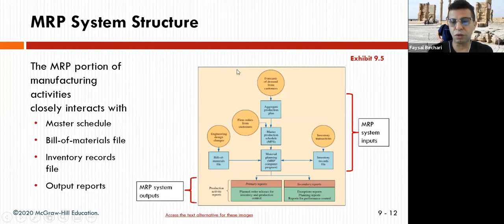Now, we don't need to look at this part. We just need to know that the MRP portion of manufacturing activity closely interacts with the master schedule, the bill of materials, which is what is needed as a part of it, the inventories that we have in the warehouse on record, and the output reports: how many are being produced, when they are going to be produced, and the rest.